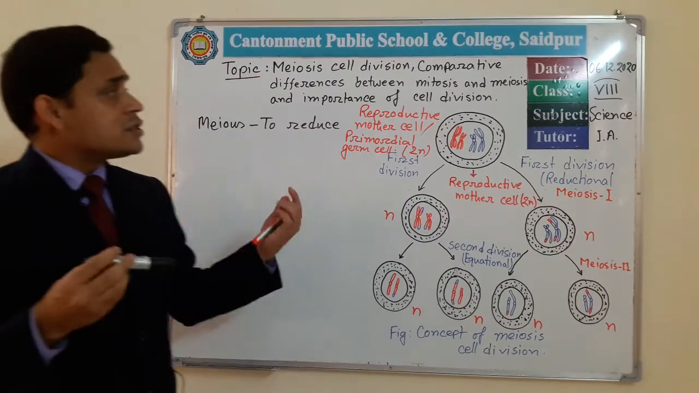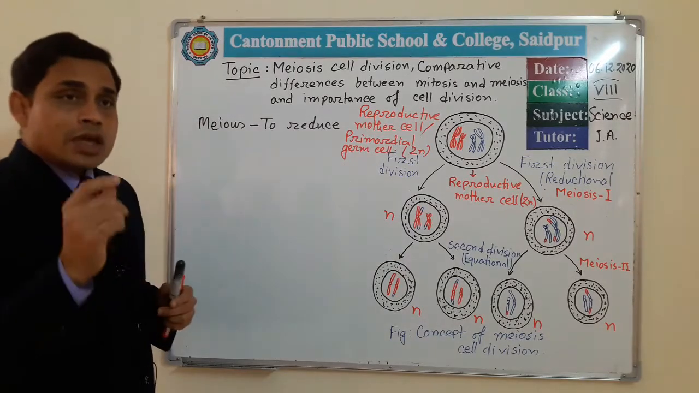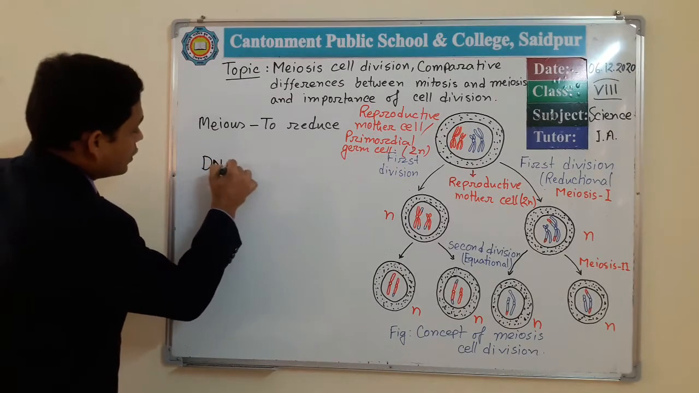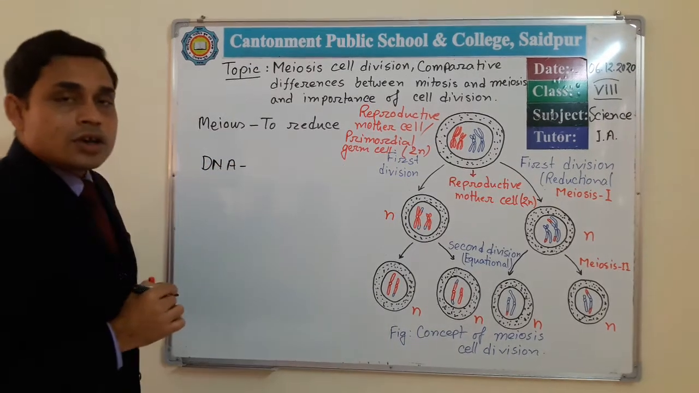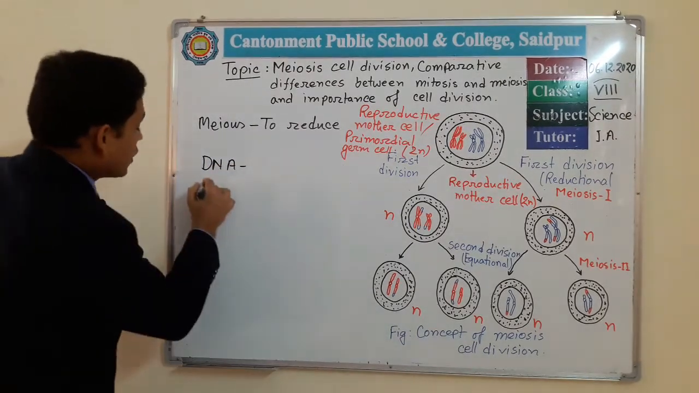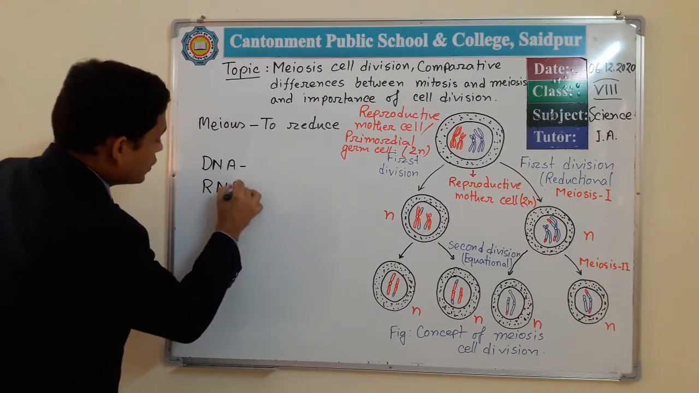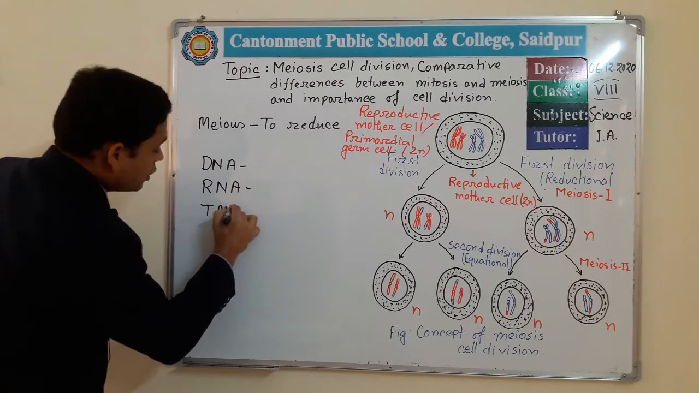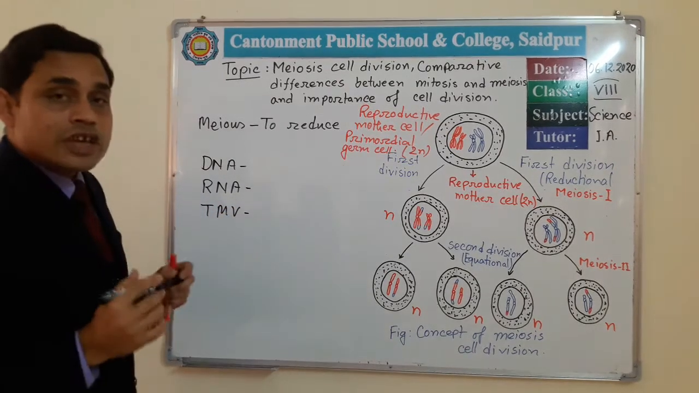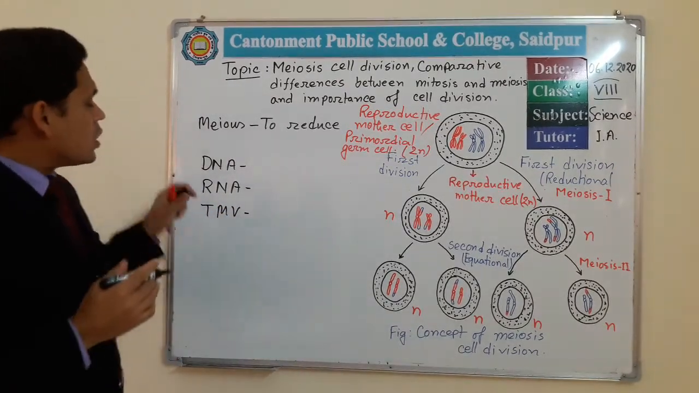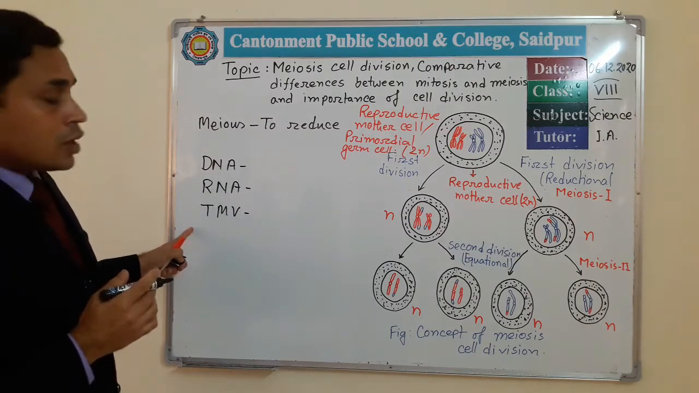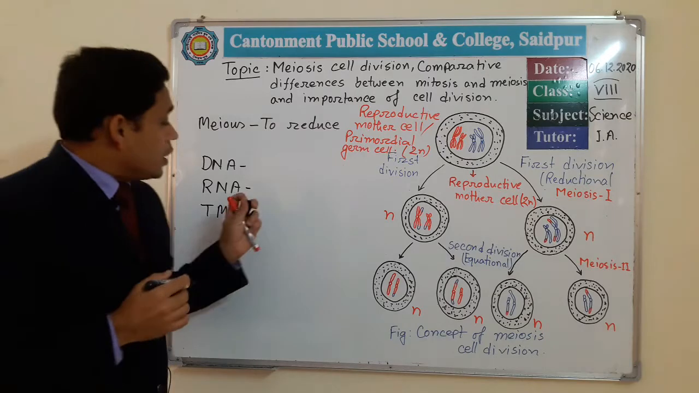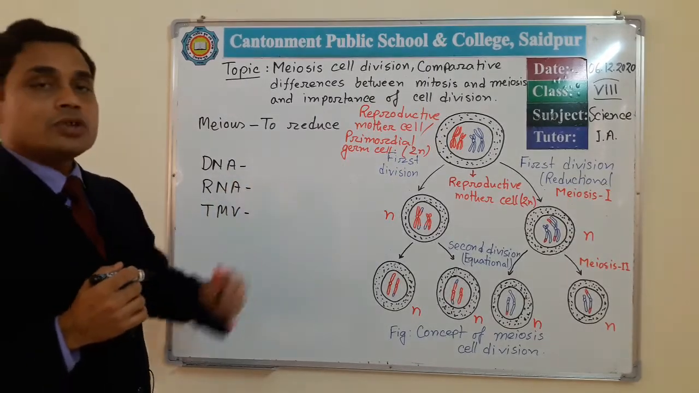And in this chapter we have some abbreviated forms. These are DNA, deoxyribonucleic acid, RNA, ribonucleic acid, TMV, tobacco mosaic virus. These are all the short forms. You have the elongated form or full form in your books.